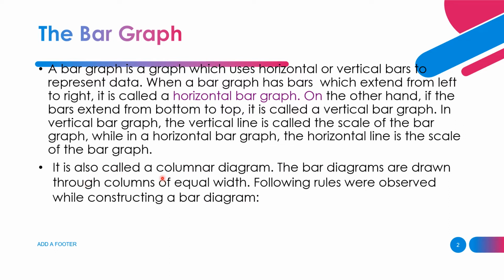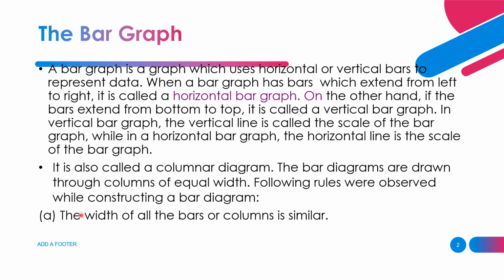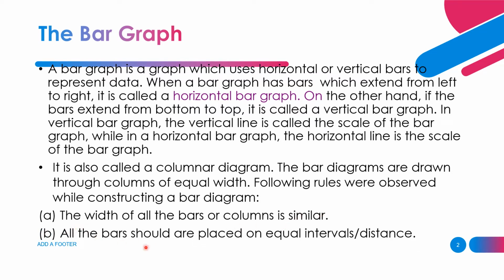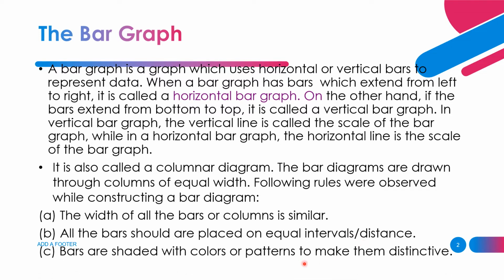It is also called a columnar diagram. The bar diagrams are drawn through columns of equal width. The following rules were observed while constructing a bar graph. A. The width of all bars or columns is similar. B. All the bars should be placed at equal intervals or distance, and bars are shaded with colors or patterns to make them distinctive.